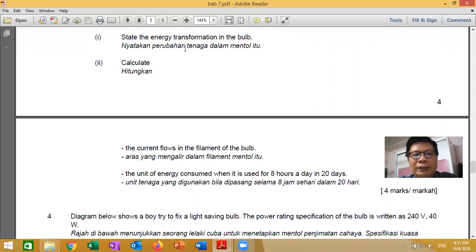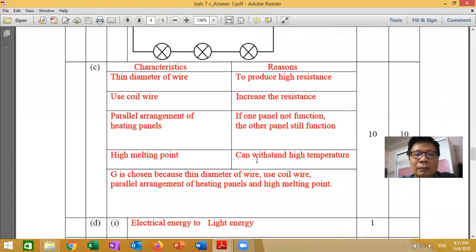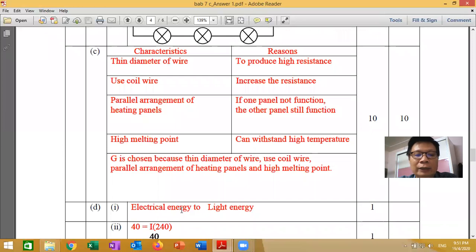Okay, energy transformation first. So it's electrical energy to light energy. Actually, this answer is not complete enough. It should be electrical energy to light energy and also heat energy, because the filament of the bulb gets hot, right?